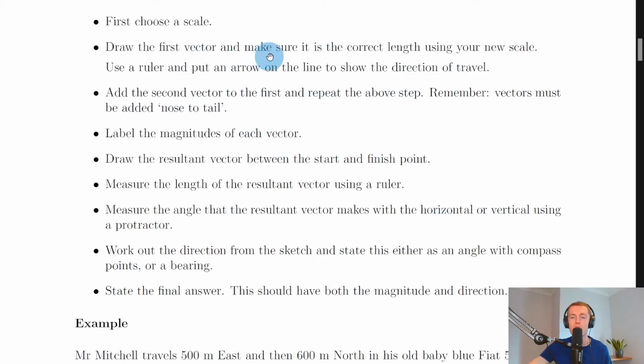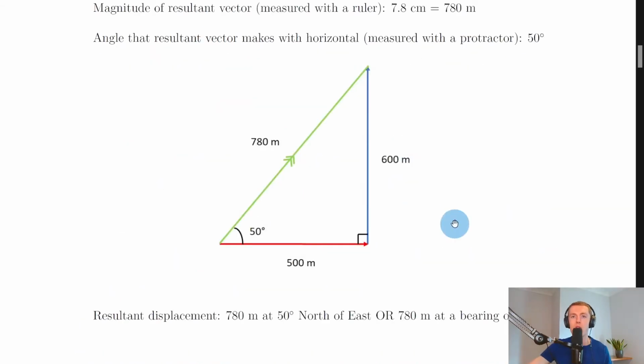So we want to use our ruler to draw that line and make sure it's got an arrow on it. And remember, we must add vectors nose to tail. So if I draw my second vector 600 metres north, I'm going to add that onto the tail of the first vector. So there's my nose, there's my tail, and I'm adding it on there. So that would be my 6 centimetre line that I'm drawing up there this time.